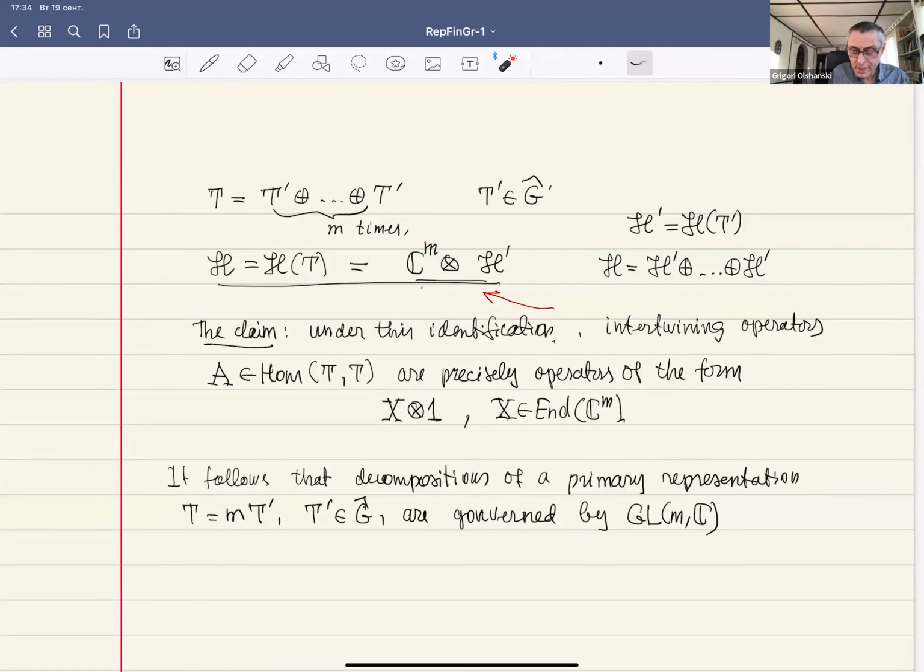So once we have one decomposition, we can get from it another decomposition by applying an invertible operator on this space. So there is the source of non-uniqueness of a decomposition of a primary representation into irreducibles.